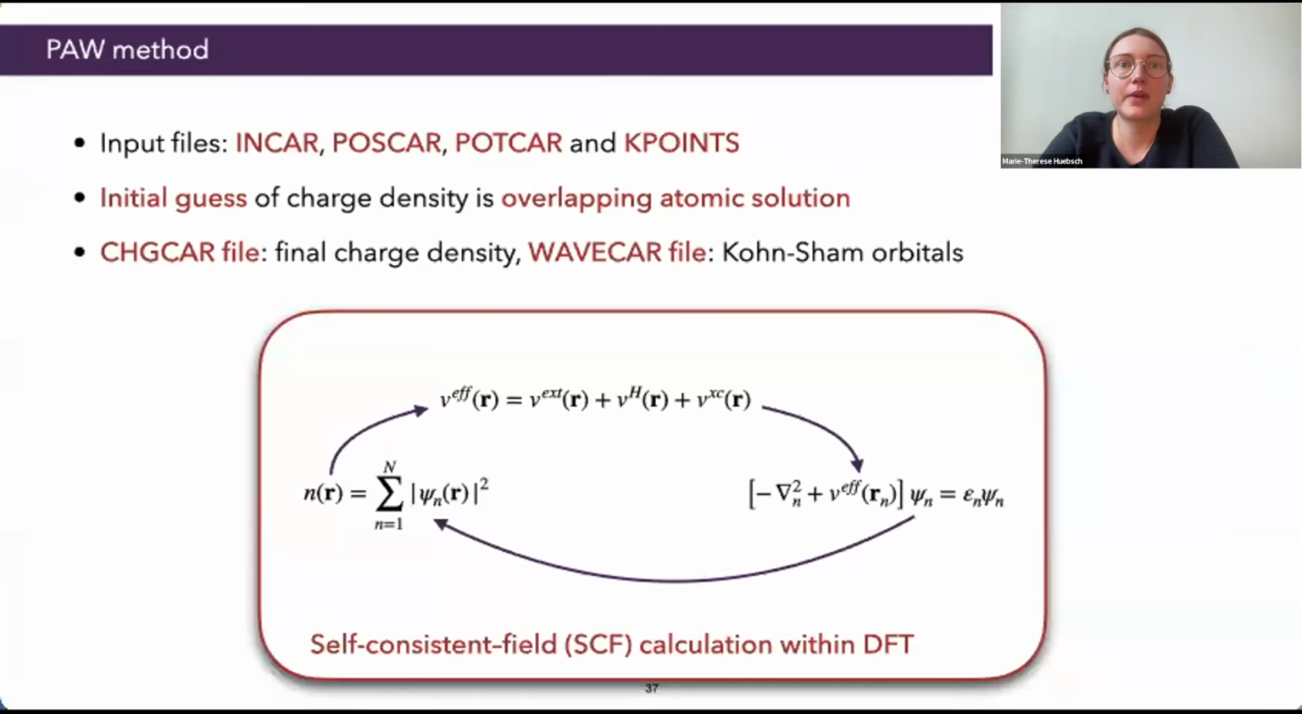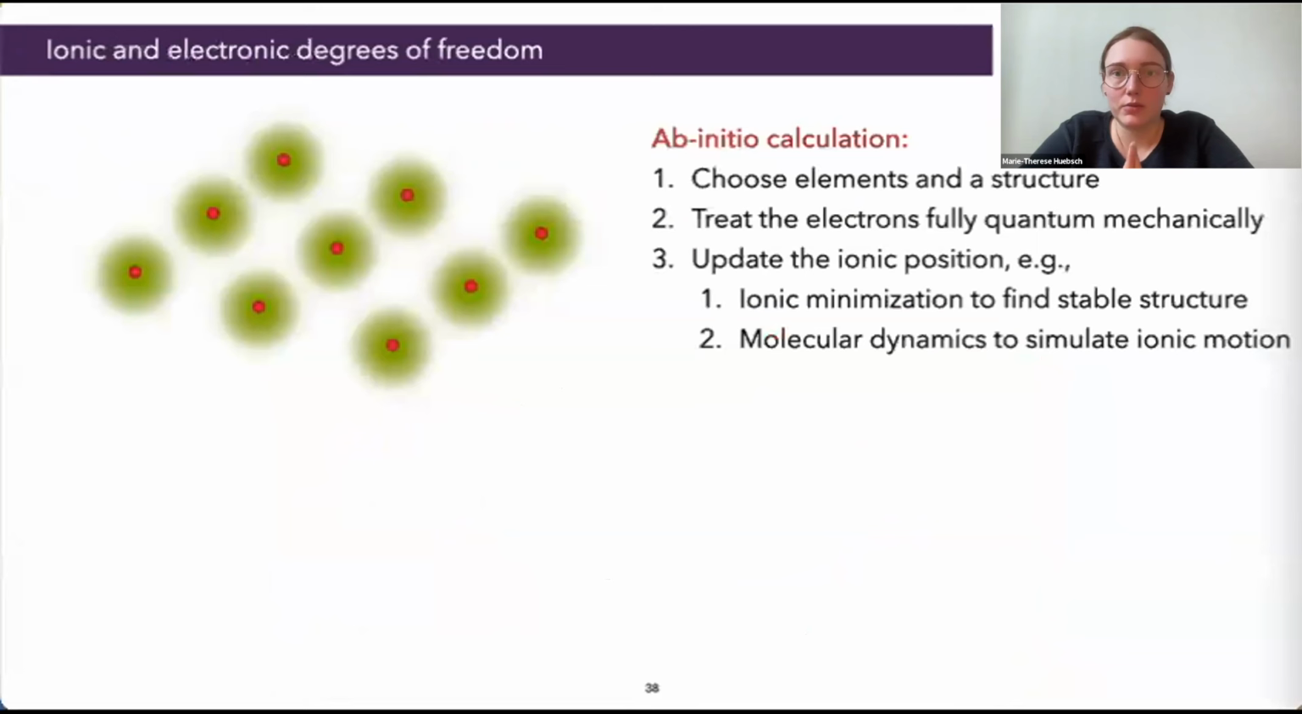Initially, these are chosen filled with random numbers, but after the electronic minimization, the converged Kohn-Sham orbitals are written to the WAVECAR. Okay, so very important to circle back to the beginning.